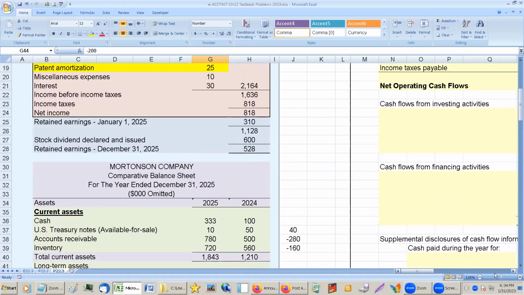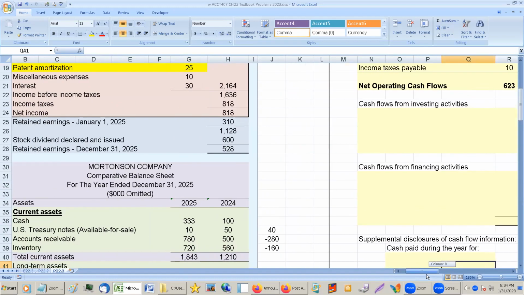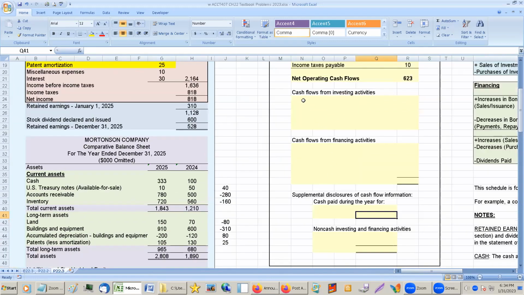Okay, so that takes care of. Wait a minute, I didn't write anything in. Okay. Land increased.